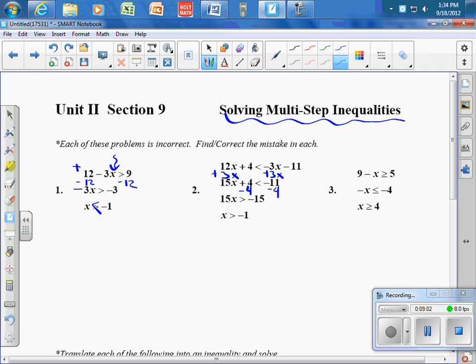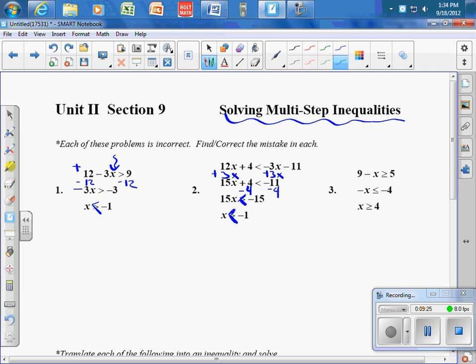It says 15x is less than negative 15, where somebody made this mistake and said greater than. Somebody flipped the sign, and we should not have. And when we divide both sides by 15, again, we leave it as a less than sign. So that should read x is less than negative 1.